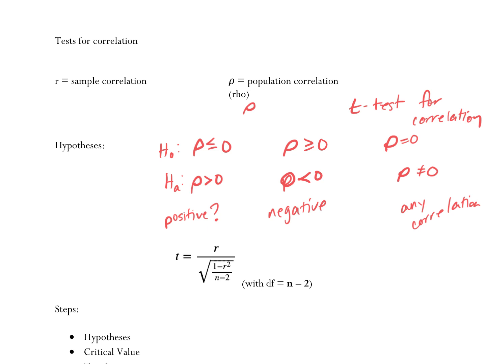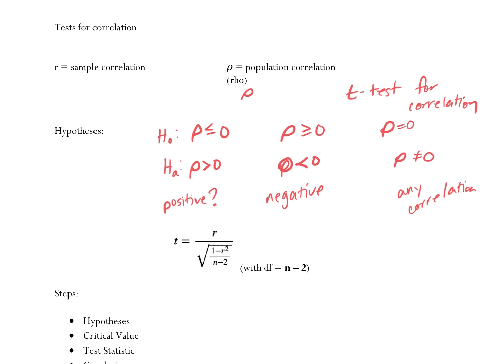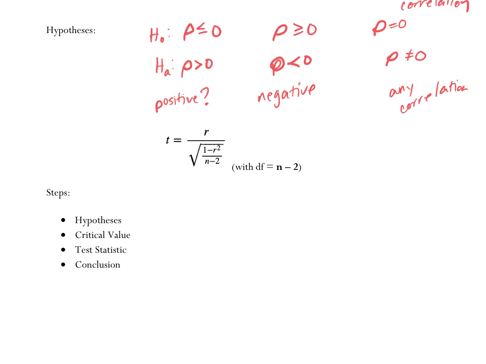Okay, so there is a formula to calculate t. You will not use this formula. I don't even know if it's on your formula sheet, but I'm telling you right now, your calculator will do all of it for you. So don't stress about the formula. The part that I do want to highlight is that when we're doing t-tests for correlation, our degrees of freedom is not n-1, it is n-2.